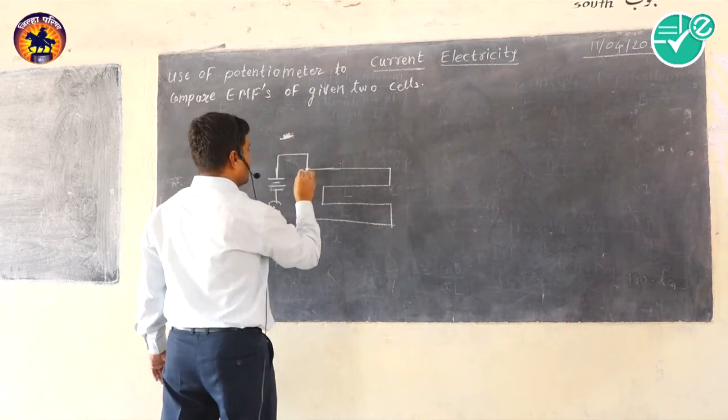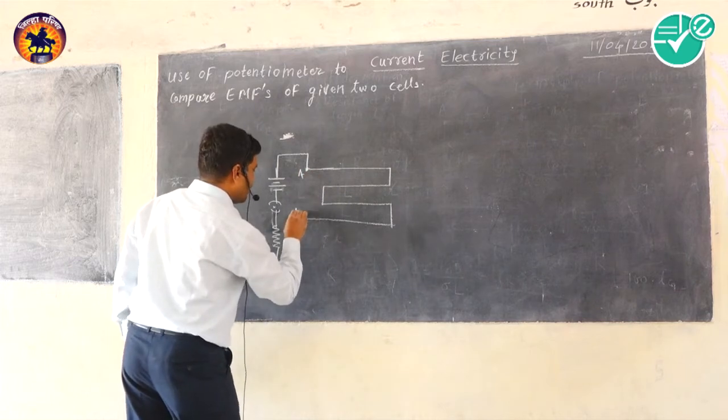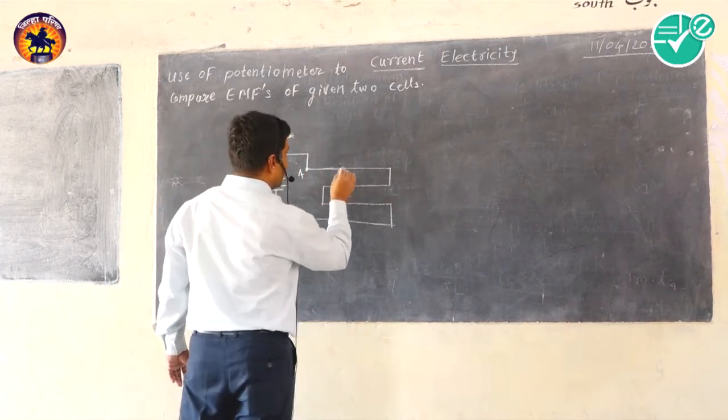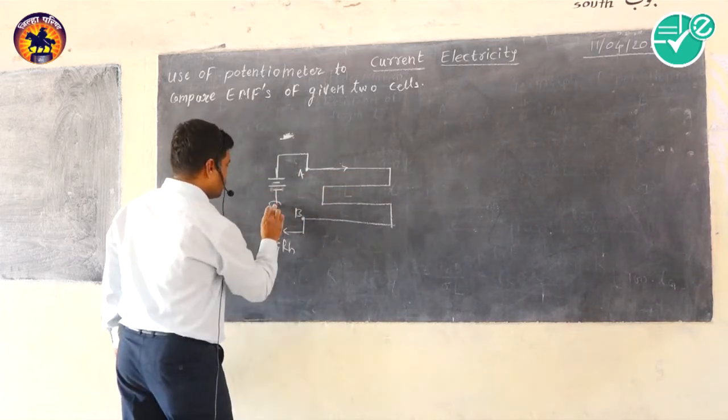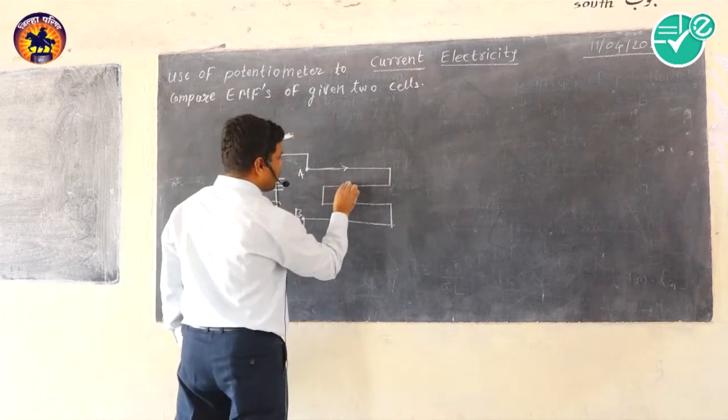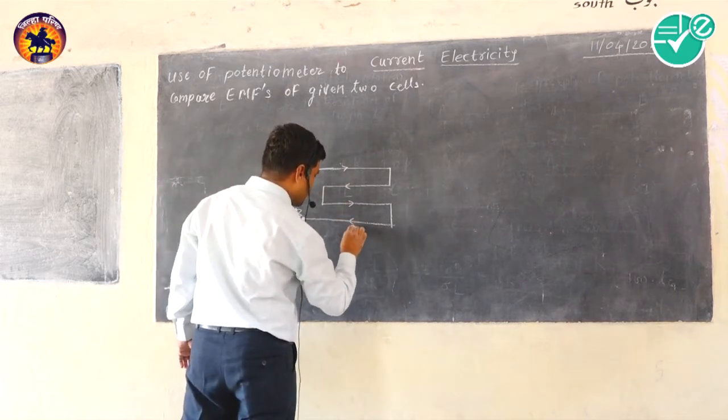This is a point A. It is another point B of the potentiometer wire. This is a several meter long potentiometer wire. If you close the key, then the current flowing through the wire is denoted by I.